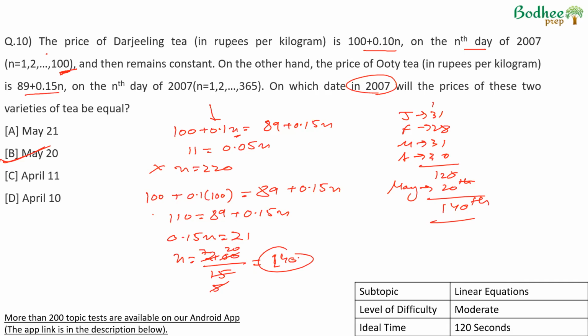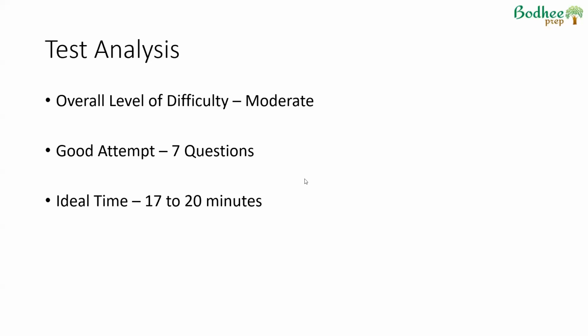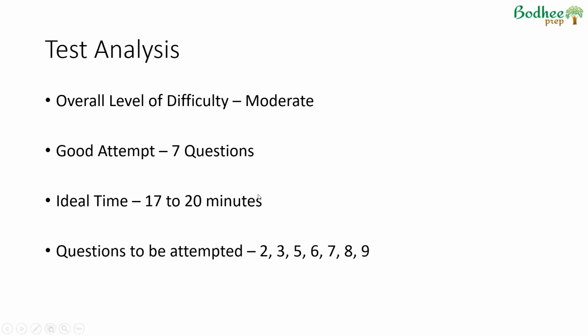If you look at the overall test, just about moderate level of difficulty, the time is important that you're able to get to 7 questions for yourself in and around the 20-minute time. If I had to choose 7 questions, which would those be for me? 2, 3, 5, 6, 7, 8, and 9. Which are these?